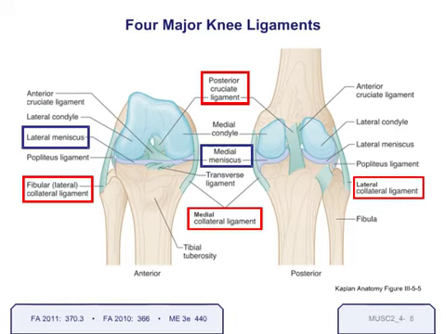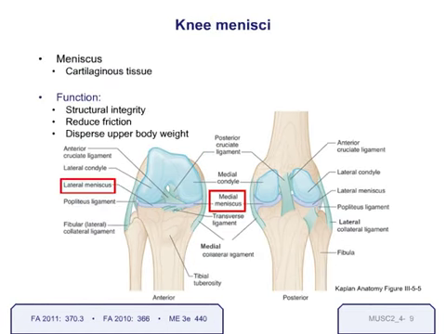Now in the knee there's also something called the meniscus, and there's both a lateral and a medial meniscus. Now the meniscus is a cartilaginous tissue that serves several roles. One is going to be to provide some structural integrity to the knee, very similar to the ACL and the PCL. But it also serves to reduce friction at the knee joint, and also to sort of disperse the weight of the rest of the upper body as it sits on the knee to reduce damage to the knee joint over time. So it's sort of a cushion.